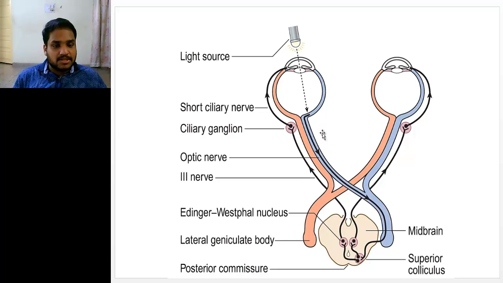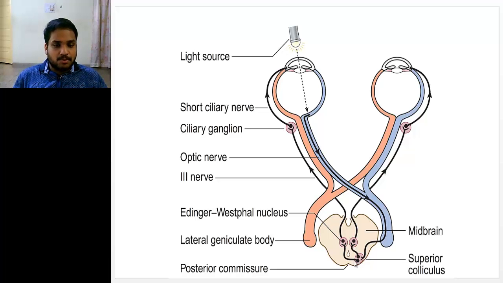See, this is the pupillary light reflex pathway. How does this function? This is the left eye, this is the right eye. You are shining light onto the left eye. So the impulses would travel through the second cranial nerve, that is the optic nerve. Through the optic nerve, this would reach the lateral geniculate body. Some fibers, without synapsing at the lateral geniculate body, branch off into the pretectal nucleus of the midbrain, that is located at the superior colliculus. This is the pretectal nucleus. Some of the fibers reach the pretectal nucleus.